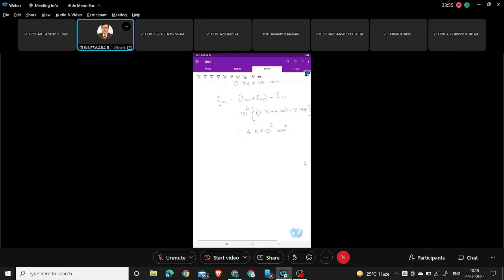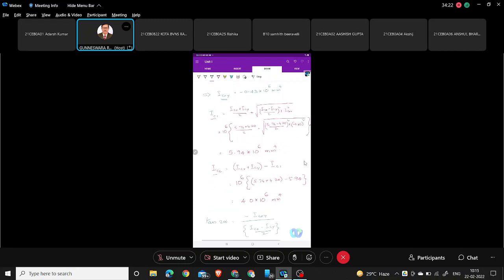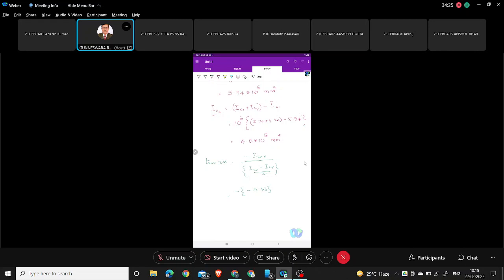Okay, now let us calculate the tan 2 alpha, that is the inclination of the principal axis, is given by minus ICXY divided by ICX minus ICY by 2. Is it not? This is the formula. So, minus of minus 0.43 into 10 to the power 6 divided by ICX, which is 5.74 minus 4.20 by 2 into 10 to the power 6. This cancels. So what is tan 2 alpha?